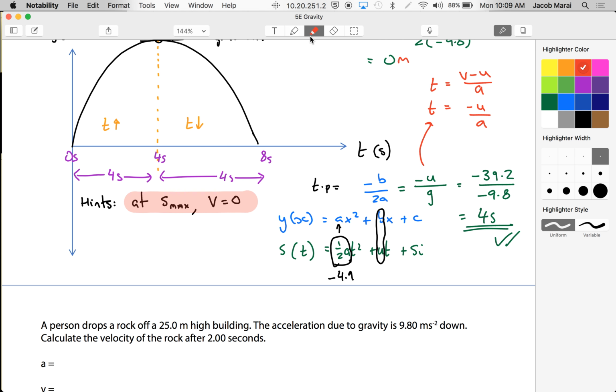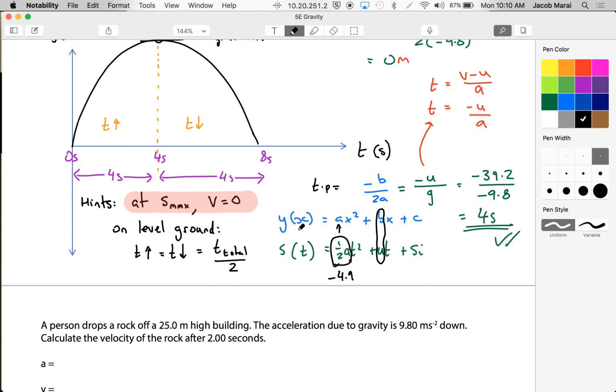And then the next little trick, on level ground, t up equals t down, which is your total time over 2. It's half the total time.